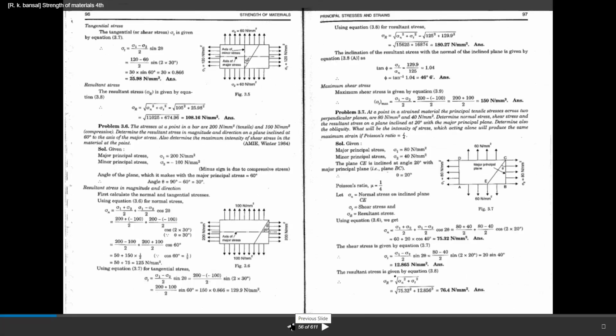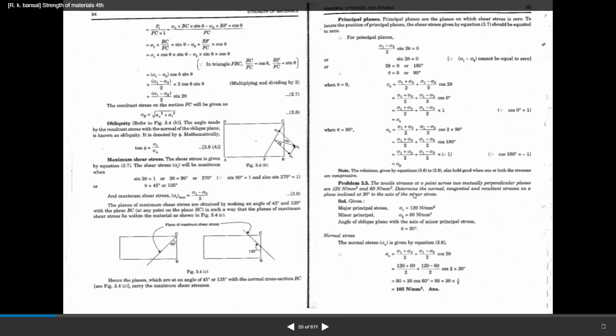Problem 3.5. See problem 3.5. Data is given: sigma 1 value and sigma 2 value and theta value also given, to calculate the normal stresses, tangential stresses and resultant stresses. See this formula, sigma n equal to sigma 1 plus sigma 2 by 2 plus sigma 1 minus sigma 2 by 2 cos 2 theta. Sigma 1 value 120, sigma 2 value 60, by 2 plus 120 minus 60 by 2 into cos 2 into theta value 30 degrees. This is 90 plus 30 into cos 2 into 30, which is cos 60 degrees.